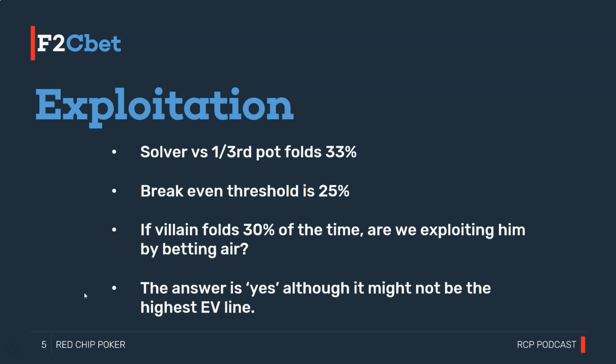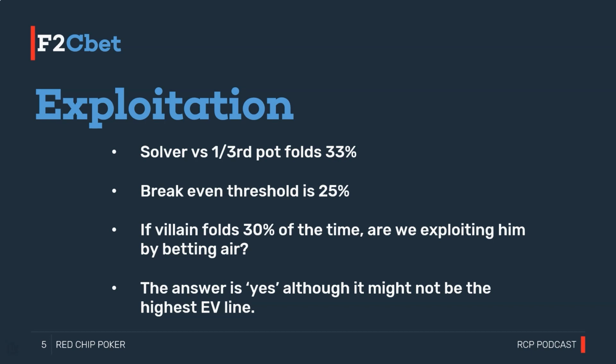So against a very good opponent, we could end up being the ones who are being exploited. The other caveat here is just because a line is plus EV doesn't necessarily mean it's the highest EV line. So there's a fairly good chance in this situation, if our opponent is folding 30% of the time, although we can technically fire a zero equity holding as a bluff and it would still technically be profitable, it's probably not the best line in many cases.